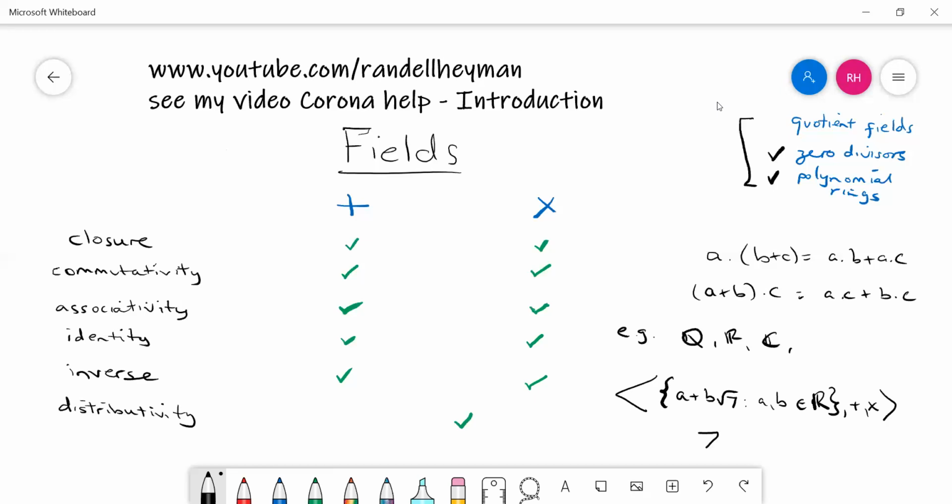But the important point here is that when it comes to integers, definitely not a field because of this condition here, inverse. It doesn't have an inverse. So I hope that's helped with fields. We're heading towards quotient fields. So I'll see you for the next video.